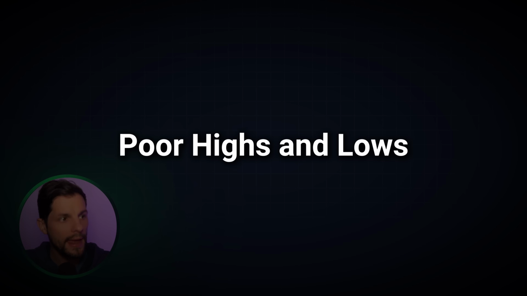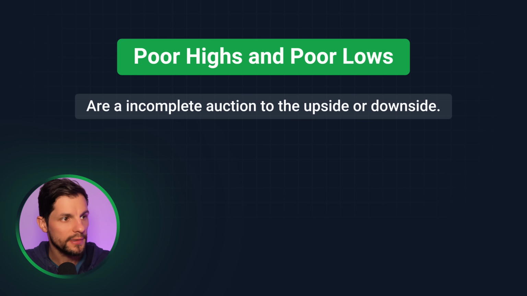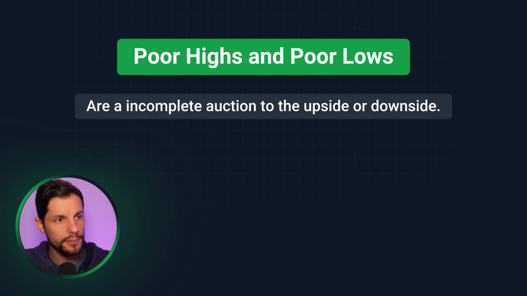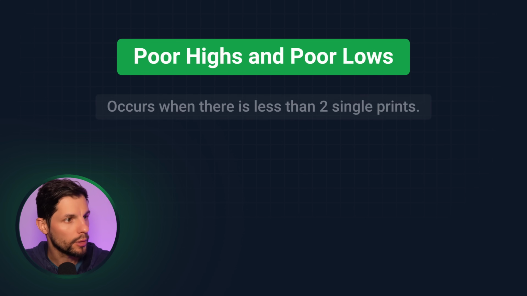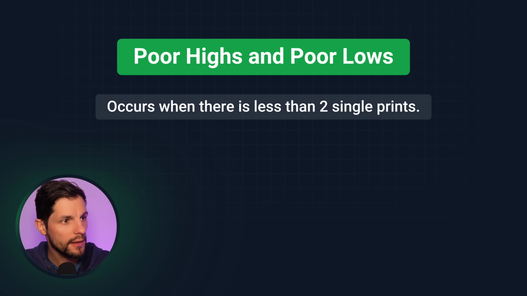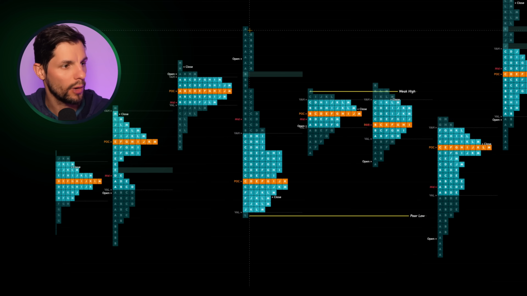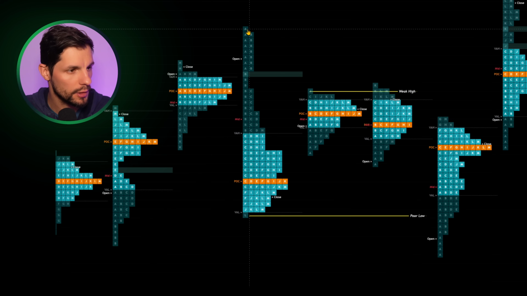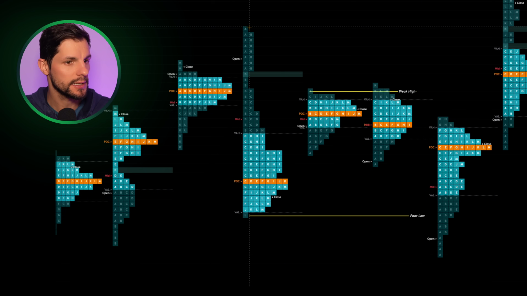Poor highs and poor lows represent areas in your charts where there is an incomplete auction to the upside or downside. A poor high or low is when there are less than 2 single prints. In other words, it lacks excess. It is represented here by the letters. So 1 letter, it's poor, and 2 letters is okay.